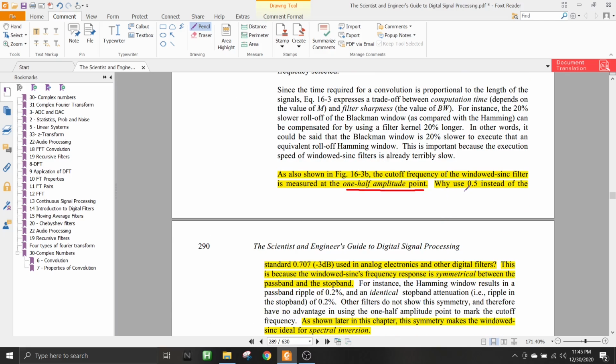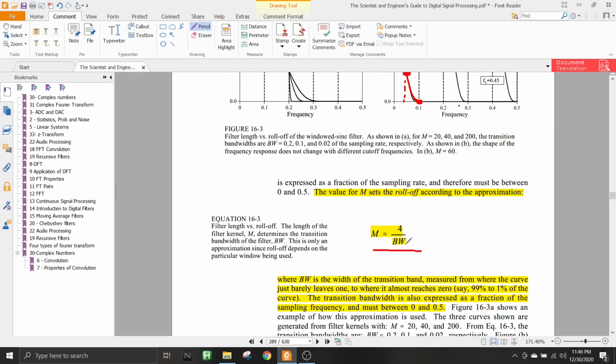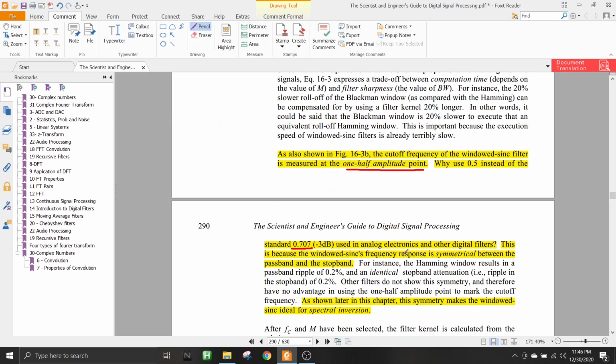Now the reason why we are using half instead of the standard 0.707 that we use in analog electronics and other digital filters. If you notice in the introduction to digital filter chapter, I think I said something like this, that most of the time we use this in case of analog electronics and also in other digital filters. We use the 0.707 part of the amplitude as the FC. That means it would have been somewhere around here, 0.707. Okay, but in case of window sinc filter, we are using the halfway point.